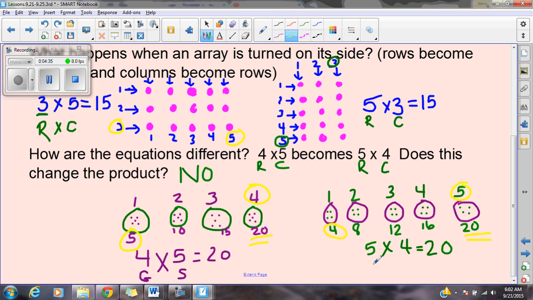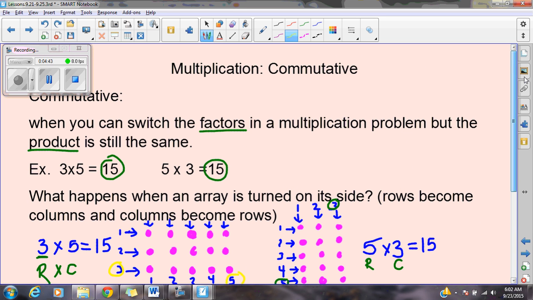So the commutative property does work whether you use equal groups or you use arrays. And so the commutative property works because no matter which way you put it, you still end up with the same total number.